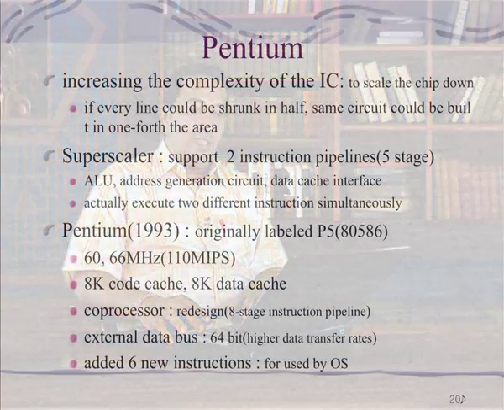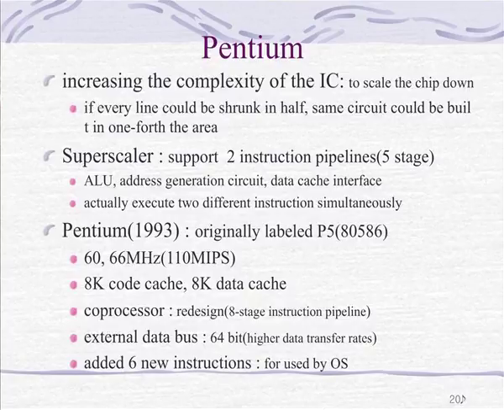After the evolution of the 80486, the next development started, and the new era of the Pentium processors came. It has increased IC complexity. To scale the chip down, it also has a more complex network compared to the previous processors. It is also known as superscalar, as it supports 2 instruction pipelines with 5 stages.